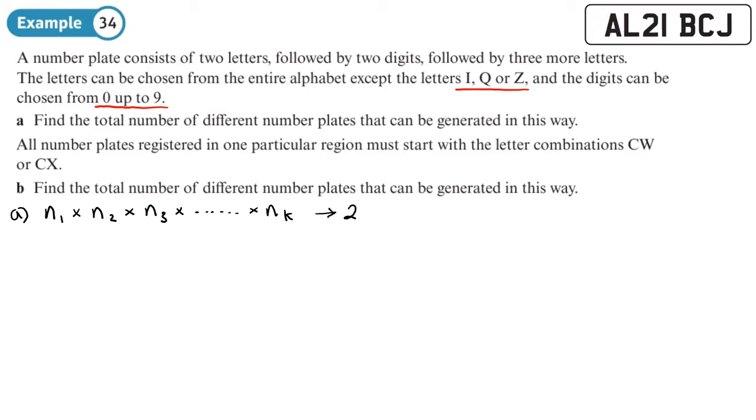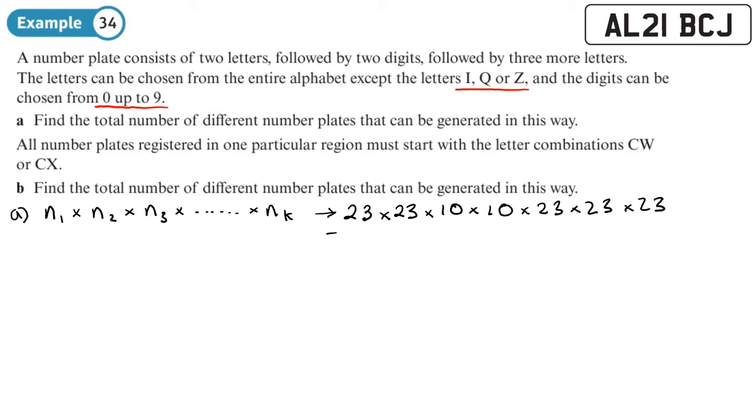Sorry, not 26, 23. Okay, the same for the second letter. There are 23 choices, so we times by 23. Then we get to the numbers here. So the numbers can be from 0 to 9. So be careful, that's 10 choices, not 9, because that includes 0. So times by 10. Then the next digit, we've got 10 choices. And then for each of the last 3 letters, we have 23 choices.